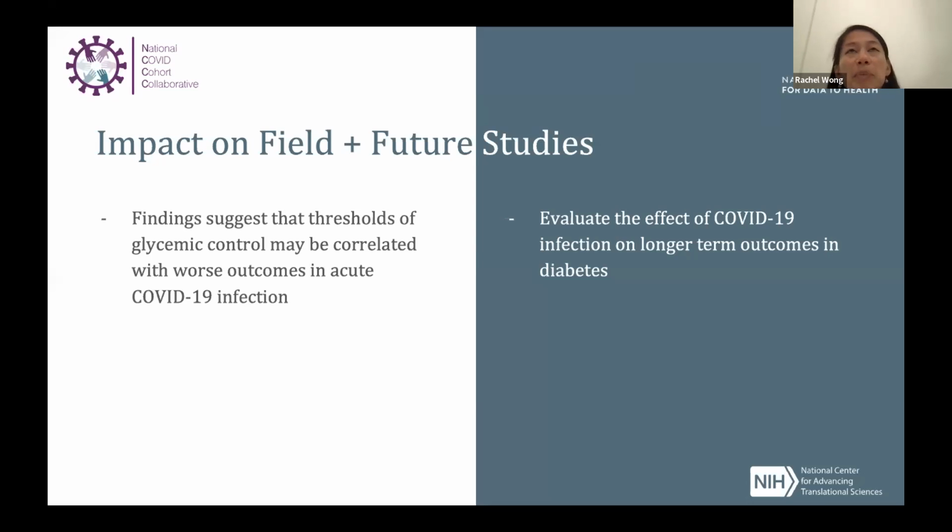In terms of the impact on the field, I think this is interesting because the findings suggest that there are thresholds of glycemic control that may be correlated with different outcomes. So while patients who have higher levels of A1C may be hospitalized, that doesn't necessarily mean that they will have more severe hospital outcomes like ventilation, ECMO, or death. And this is interesting because in the diabetes literature, there is this idea of thresholds and what thresholds of glycemic control are most important for different outcomes, including microvascular and macrovascular outcomes. So this is suggestive that there are also thresholds with acute COVID outcomes.